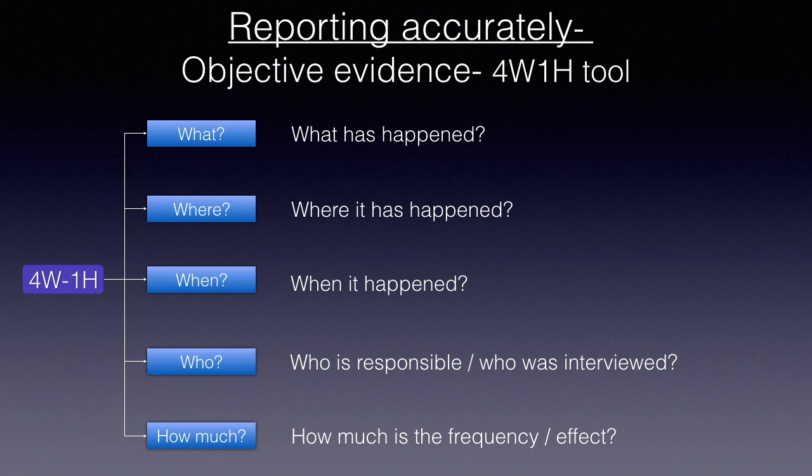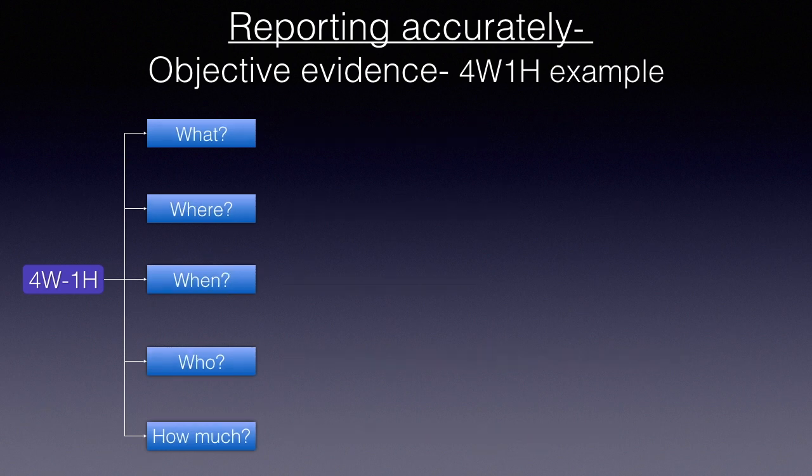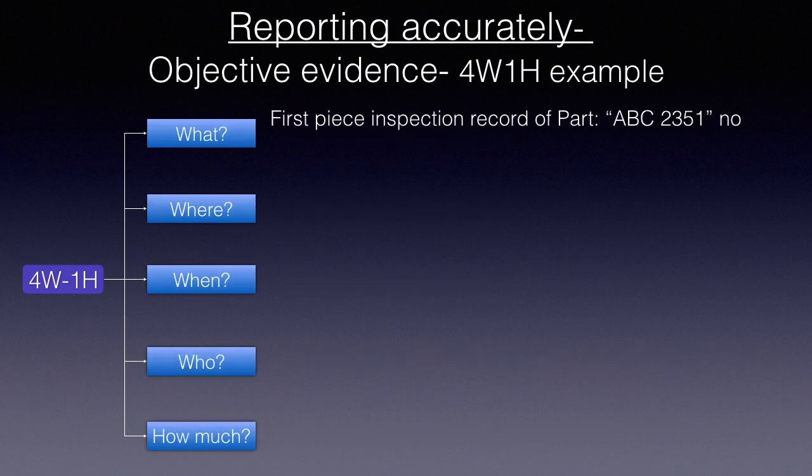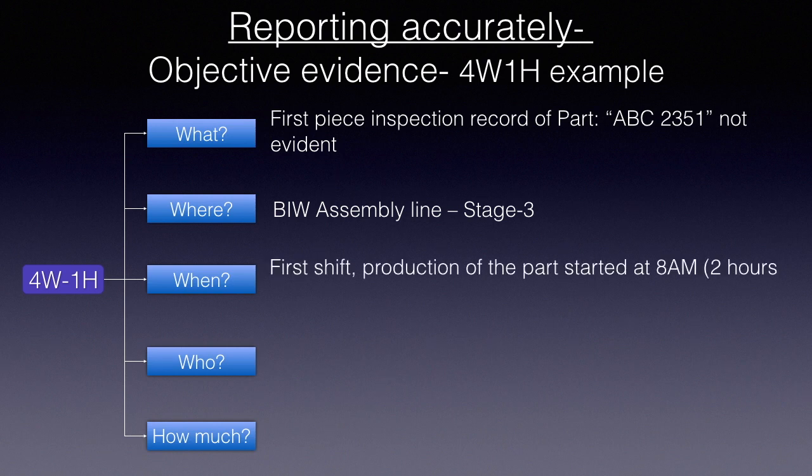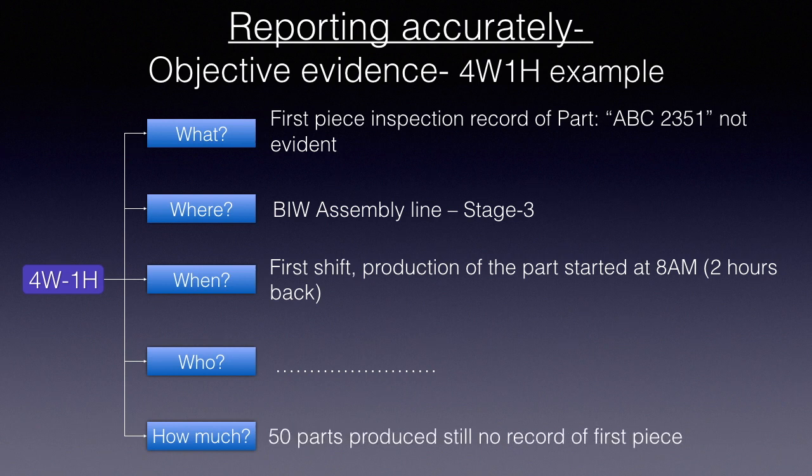Let's look at one example of usage of this tool. What? First piece inspection record of part ABC 2351 not evident. Where? BIW assembly line stage 3. When? First shift. Production of parts started at 8 am, that is 2 hours back. Who? Here specifying who seems irrelevant. How much? 50 parts produced, still no record of first piece inspection.